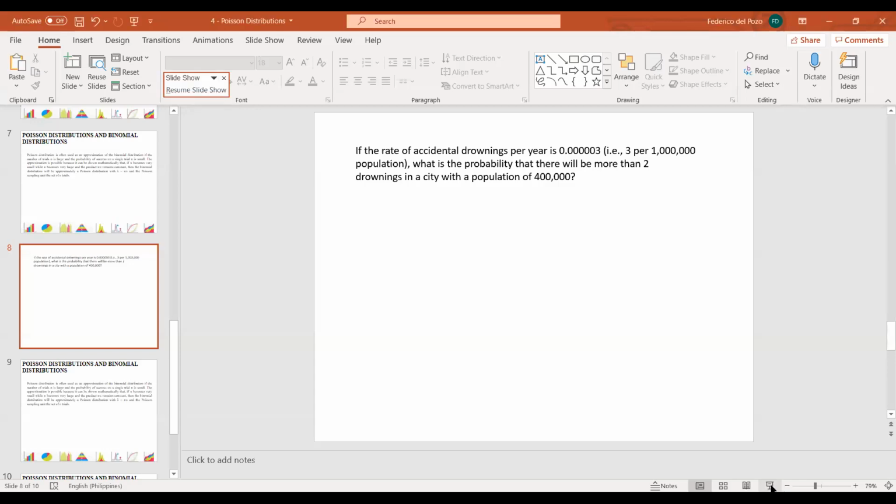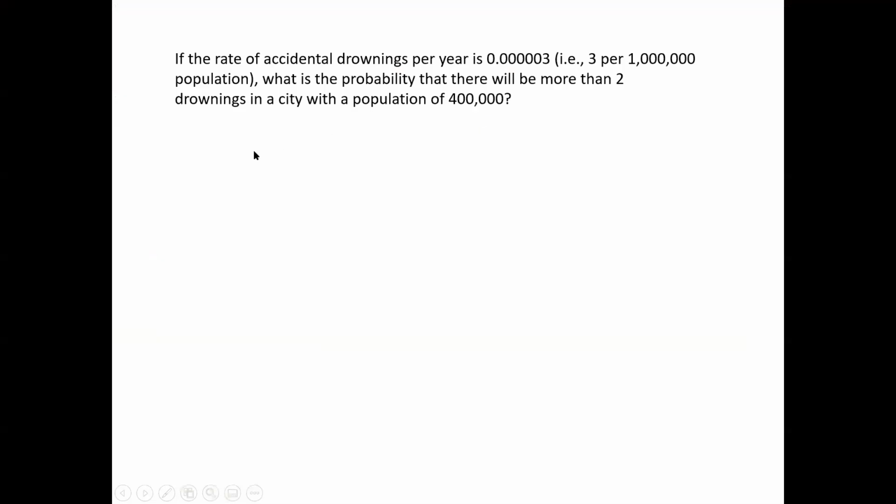Another example is, if the rate of accidental drownings per year is 0.003, 3 per 1 million population, what is the probability that there will be more than 2 drownings in a city with a population of 400,000?